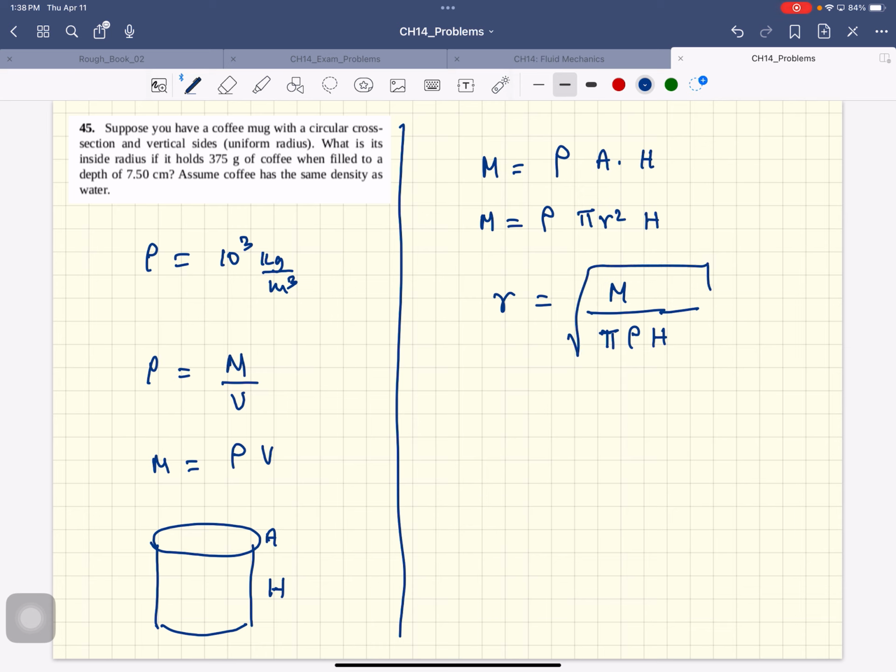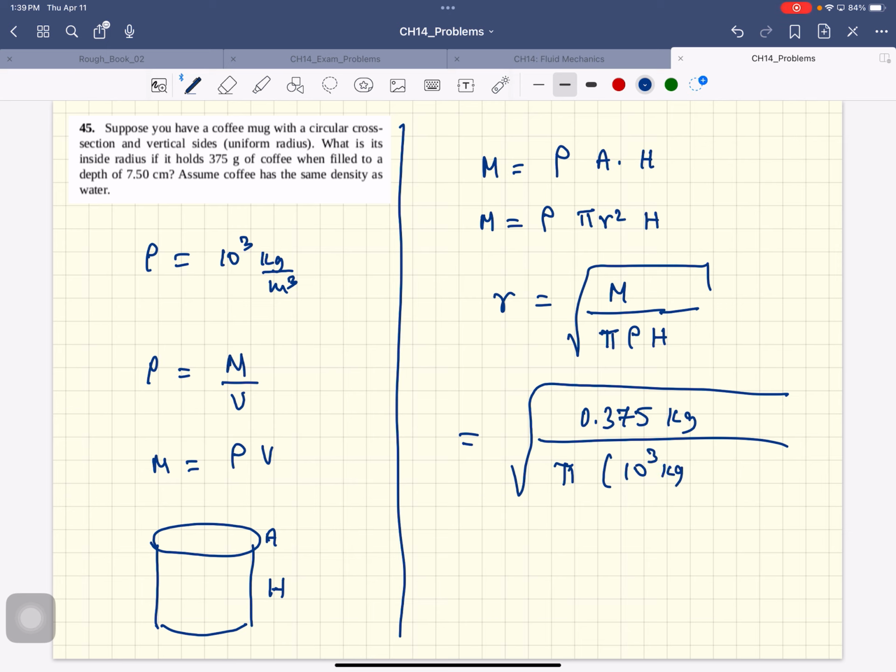Okay. All right, so let's put in all these quantities. Mass is 375 grams, 0.375 kgs. Pi, rho is 10 to the 3 kg per meter cube. Height is 0.075 meters.